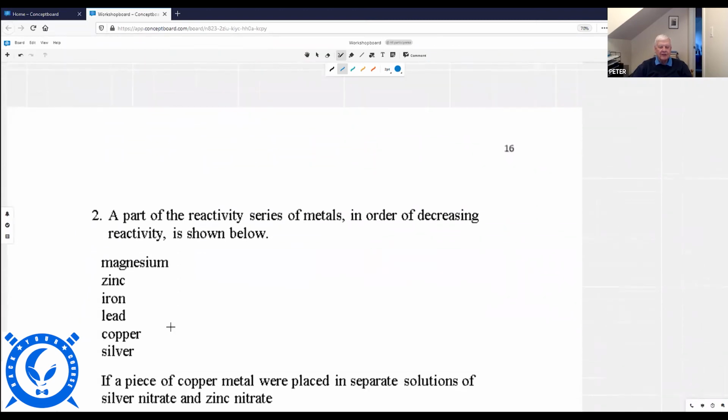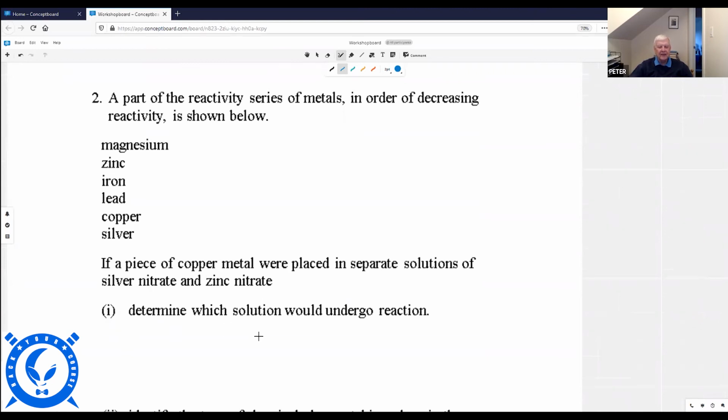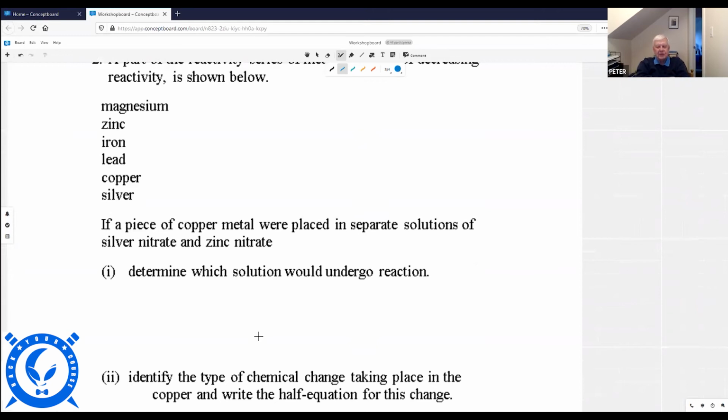Oh, yes. The reactivity series. You have to remind yourself, what is the activity series? This appears in the textbook, and here's a partial list: magnesium, zinc, iron, lead, copper, and silver. So the first question says, all right, if you put a piece of copper metal in separate solutions of silver nitrate and zinc nitrate, which solution would undergo reaction? I'll let you think about that for a moment.